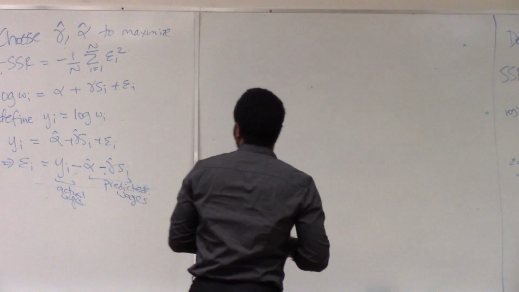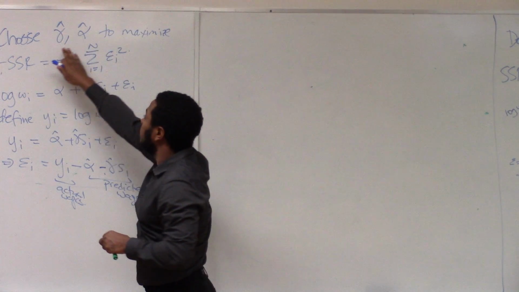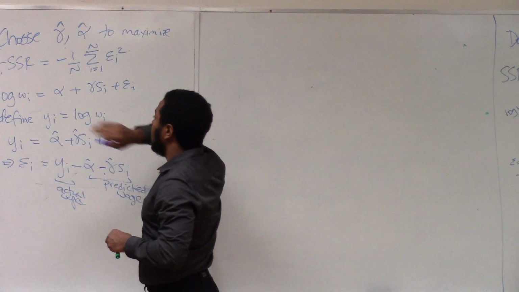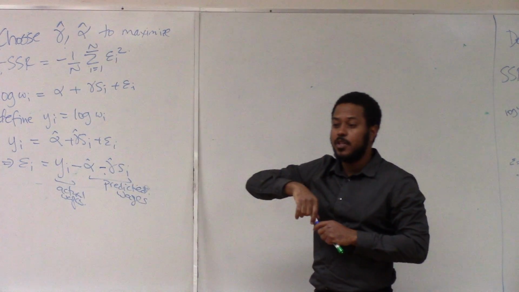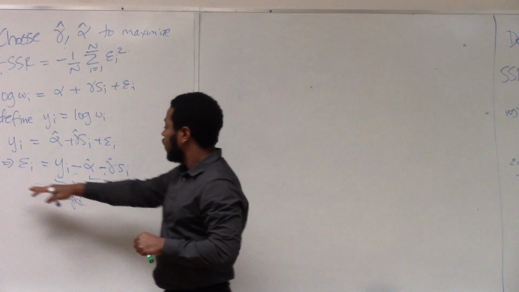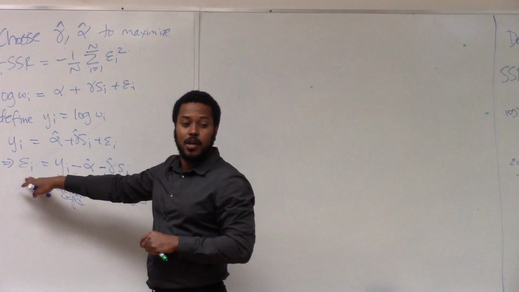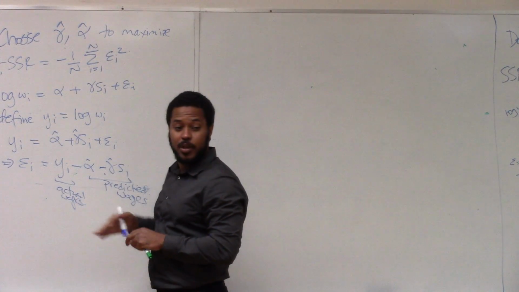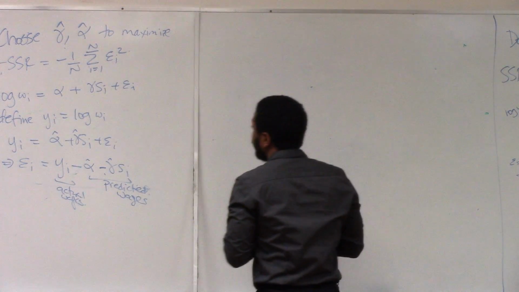Okay, so we want to choose gamma and alpha to minimize the sum of the square residuals, right? The negative sum of the square residuals. What we've done is come up with what these epsilons are. It's just the difference between the actual data and the prediction, right? And so let's write this out.